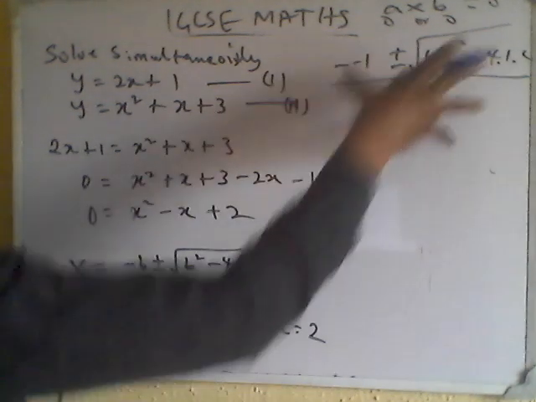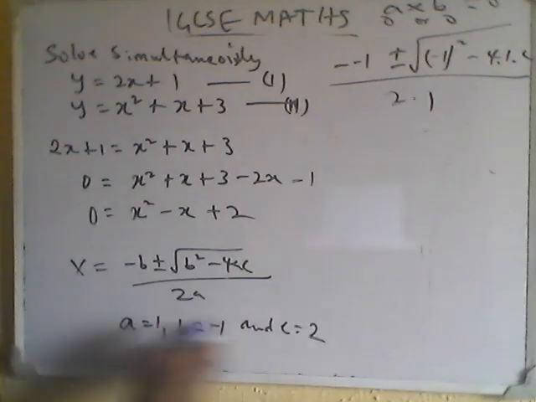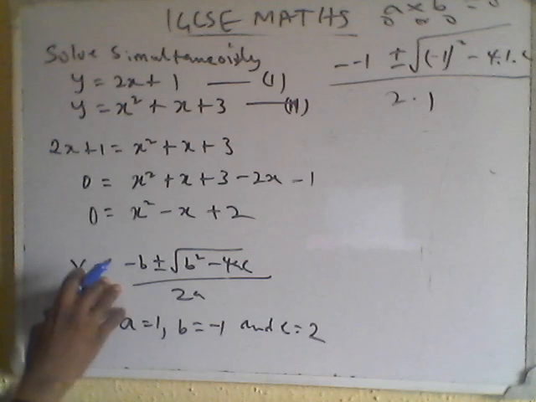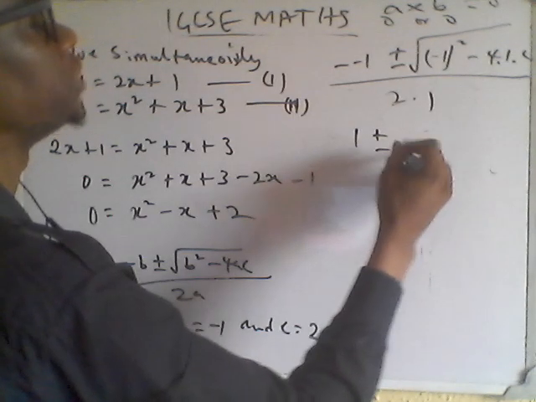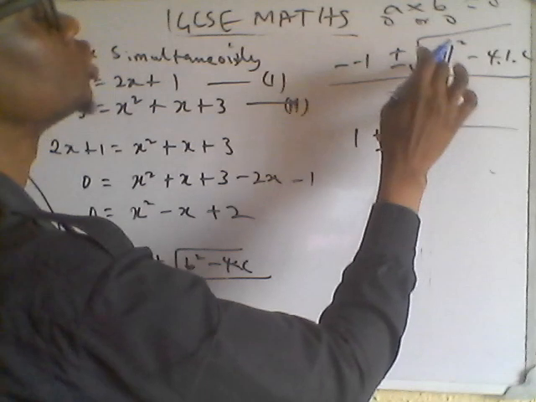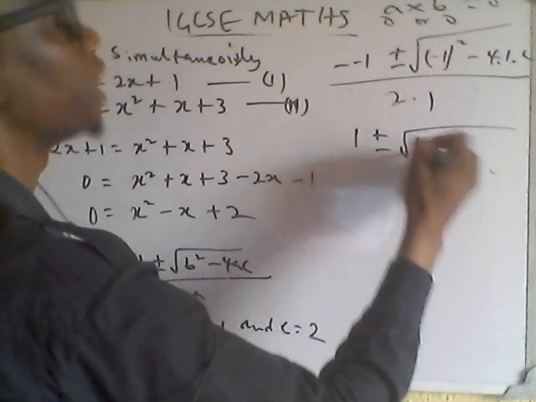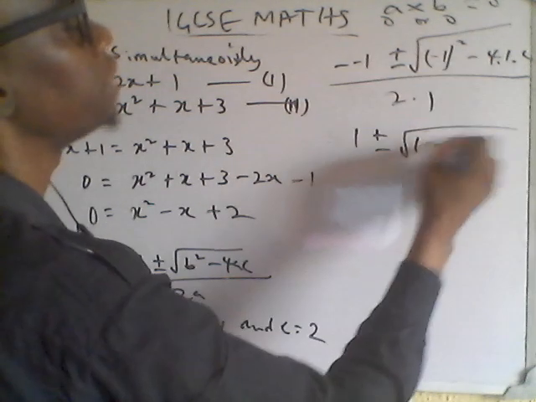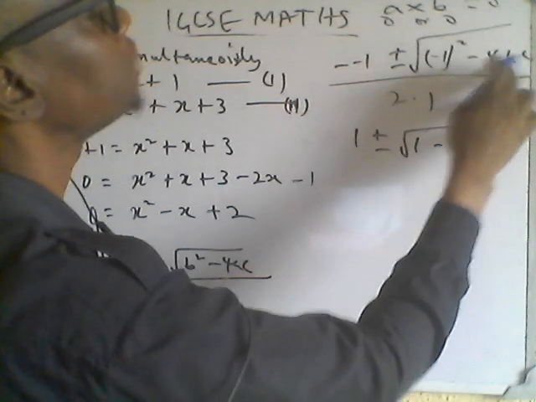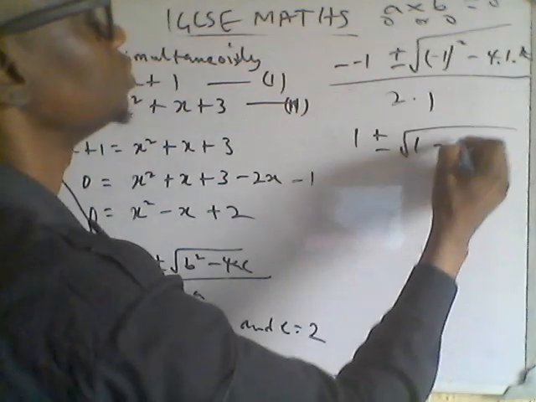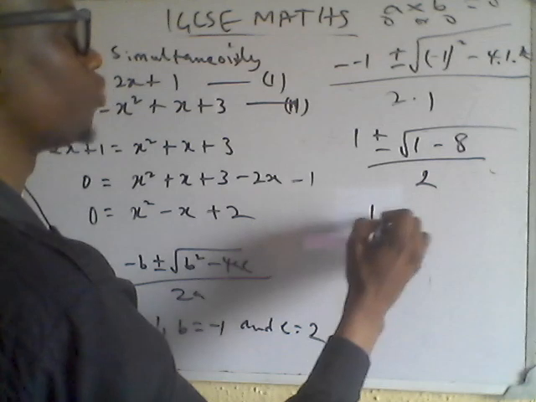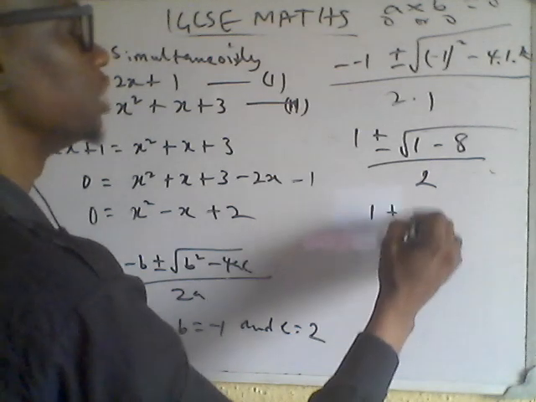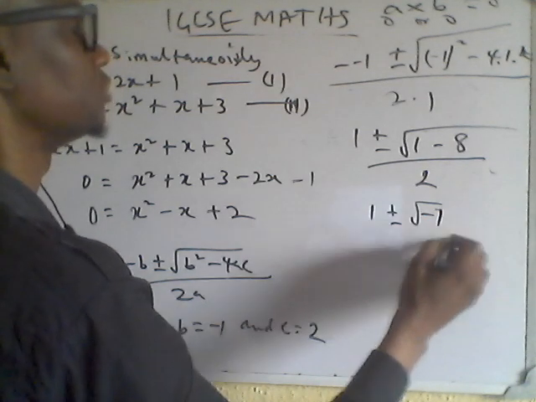All right, so I have actually just substituted what I have as all these variables in the formula equation. So this minus is 1 plus or minus the square root. The square of minus 1 is 1, but this is minus 4 times 2. This is 4 times 2, 8, right? 8, all over 2. So I have 1 plus or minus, then root minus 7 over 2.